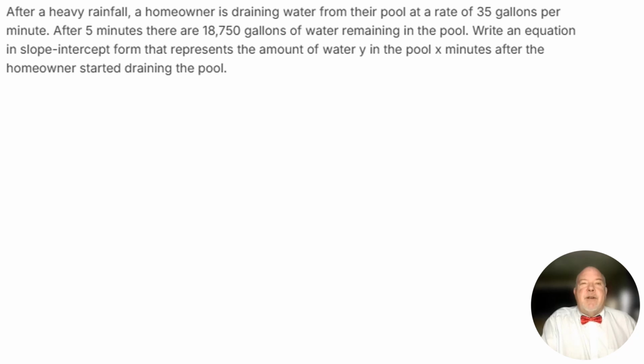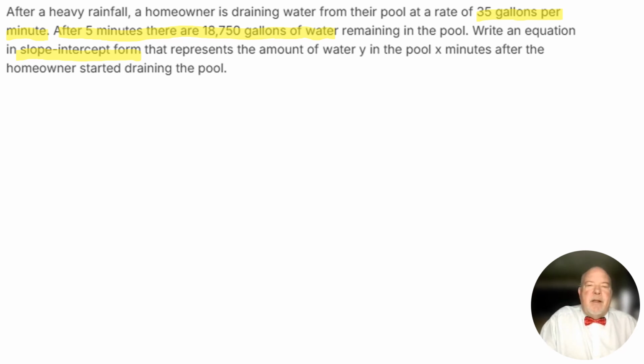So it says after a heavy rainfall, a homeowner is draining water from their pool at a rate of 35 gallons per minute. 35 gallons. I'm just going to highlight that. After 5 minutes, there are 18,750 gallons of water remaining in the pool. Write an equation in slope-intercept form that represents the amount of water y in the pool x minutes after the homeowner started draining the pool.